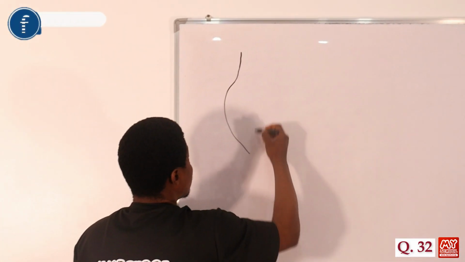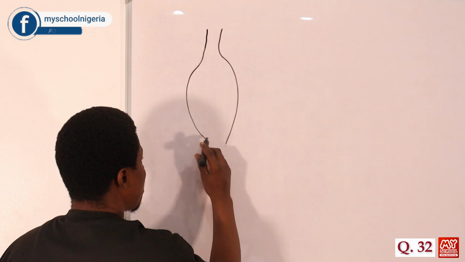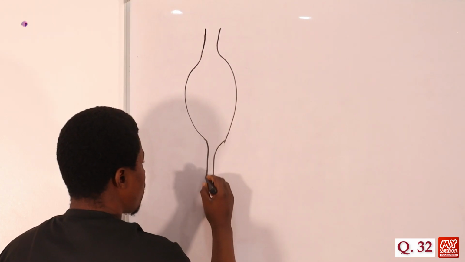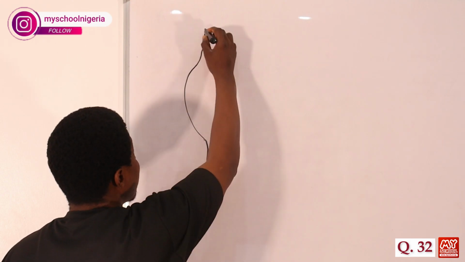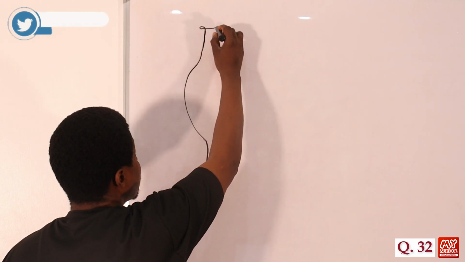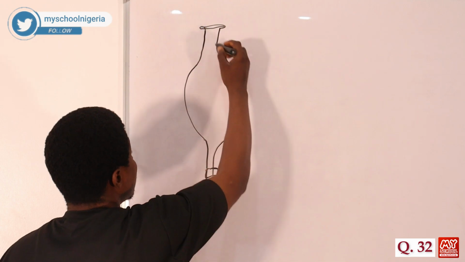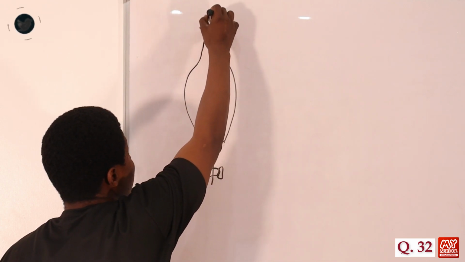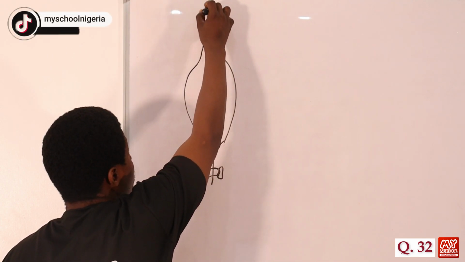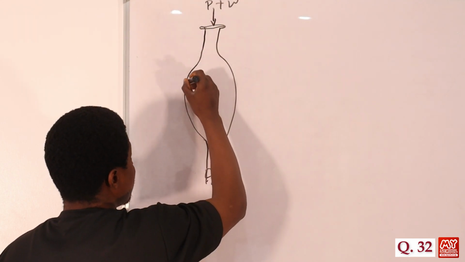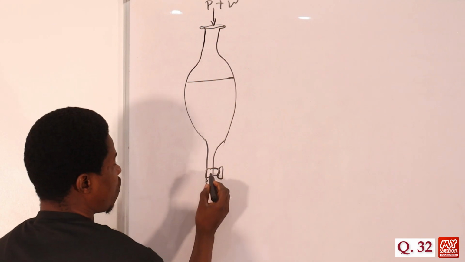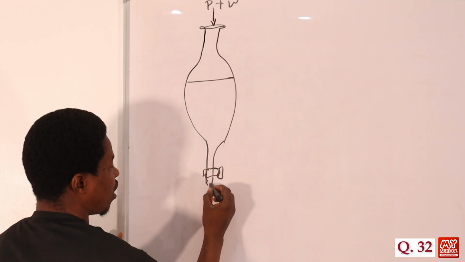Let's say we have this. At least this looks like the separating funnel. Here we have a tap that we can use. Then you bring in your mixture, your petrol and water, and transfer it into this point. Maybe it gets to this point. And then, of course, this tap is locked here.